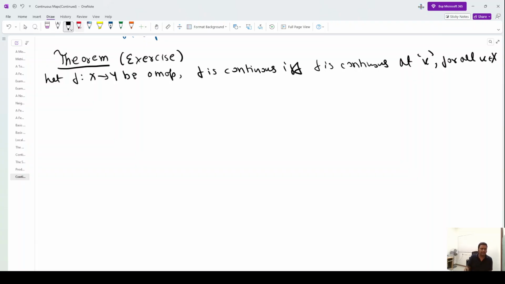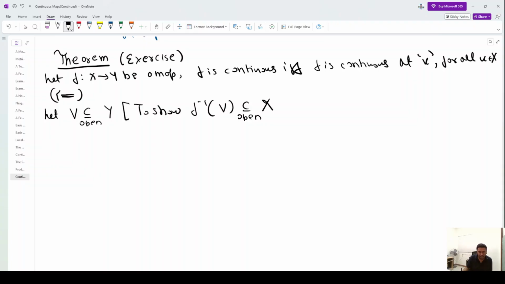Okay, let me do one part of it, which you may find a bit hard. So let us do the converse. What you have given is the condition that it is continuous at each point, and what you have to show is that it is continuous. So let V contained in Y be open. To show: f inverse of V is open. That's all.